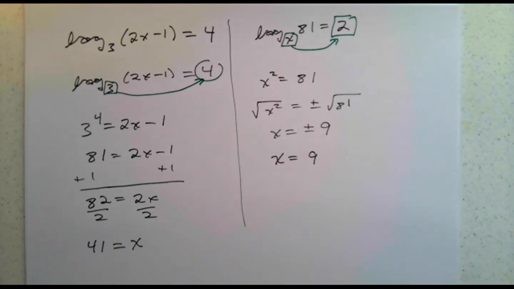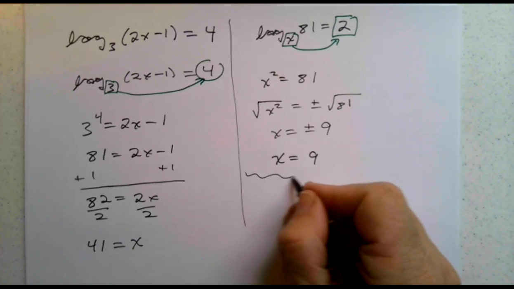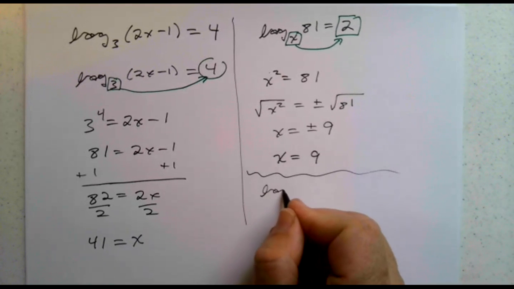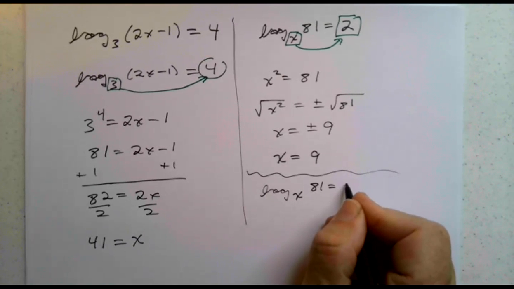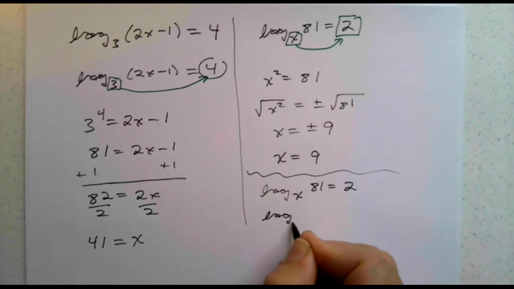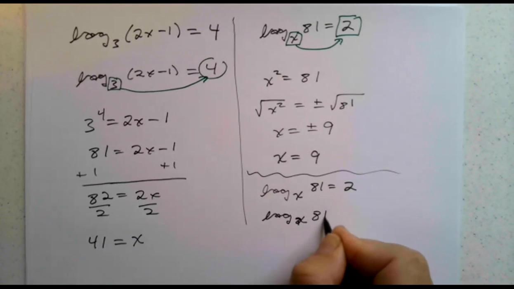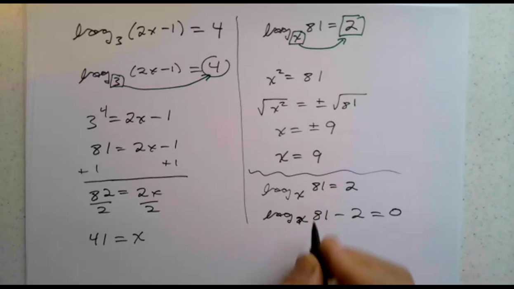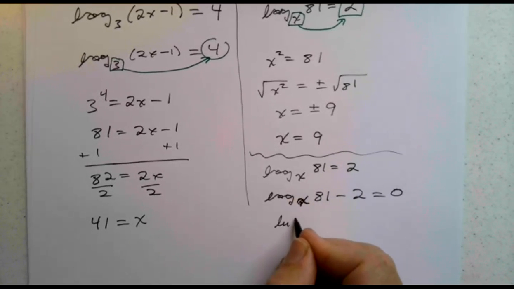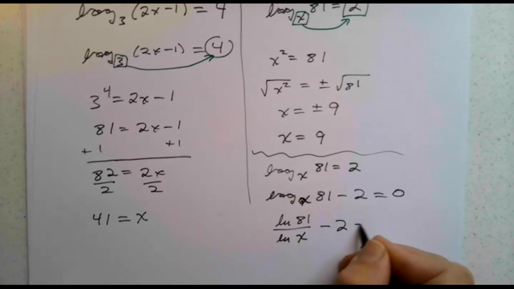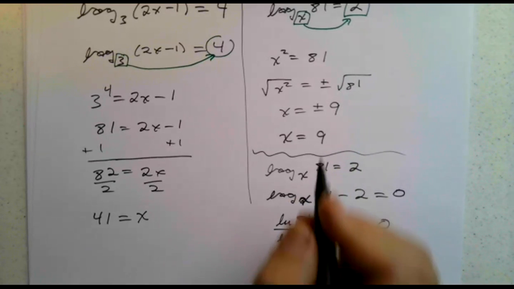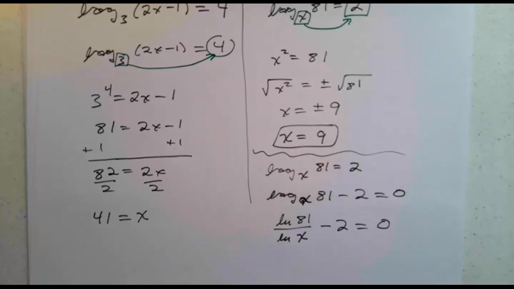Now, how do I want to check this one? This time I think I'm going to jump to the graphing calculator and check it the following way. Log base x of 81 is 2, so log base x of 81 minus 2 is 0. I don't really have a way to graph log base x of 81 easily, so I'm going to use the change of base theorem: natural log of 81 over natural log of x, minus 2, equals 0. I'm going to try to find out what x is. I hope it's going to be x equals 9.